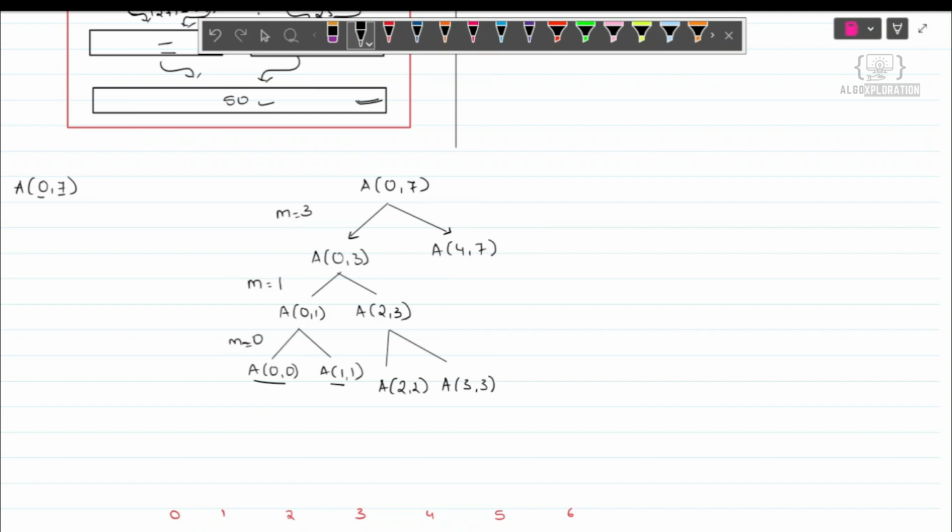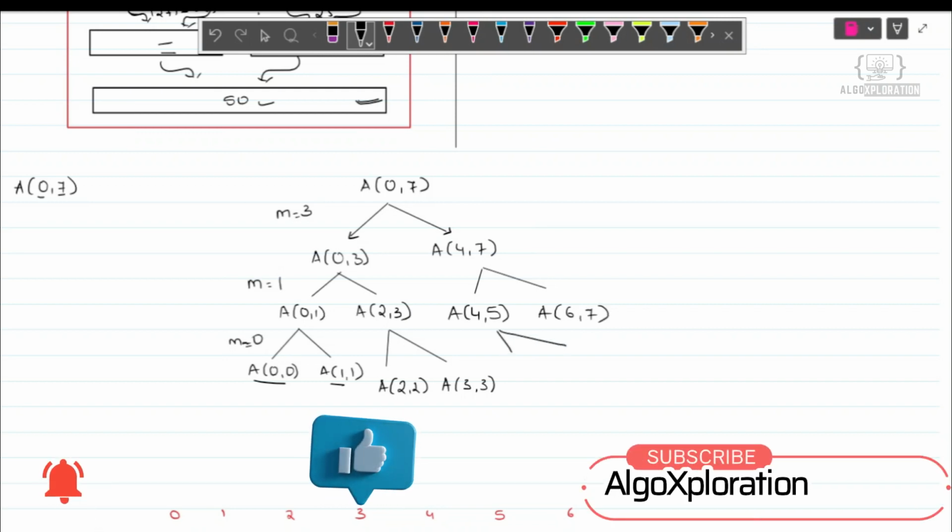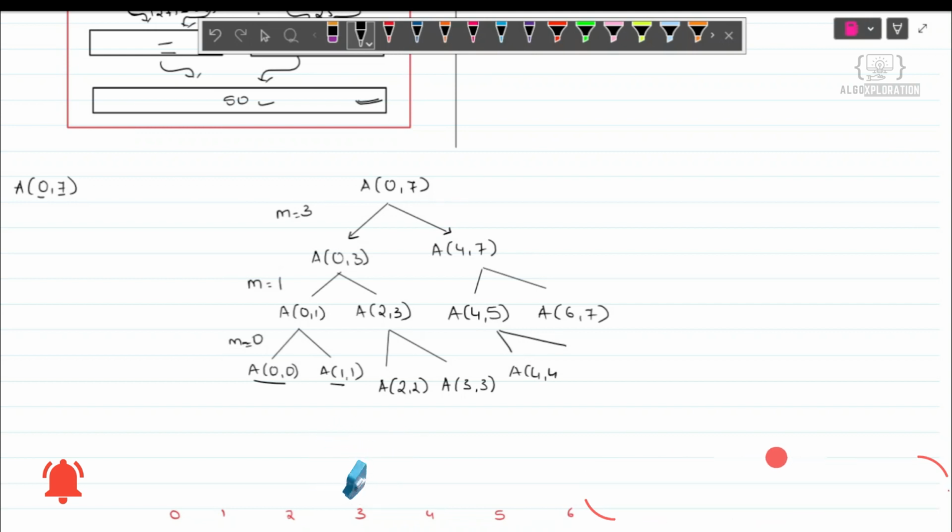Now here the mid will be actually 2. Again we will divide this also. It will be a of 4 to, so here the mid will be 4 plus 7 divided by 2, that will be 5. So 4 to 5, and a of 6 to 7. Again, a of 4 to 4 and a of 5 to 5. This also a of 6 to 6 and a of 7 to 7.